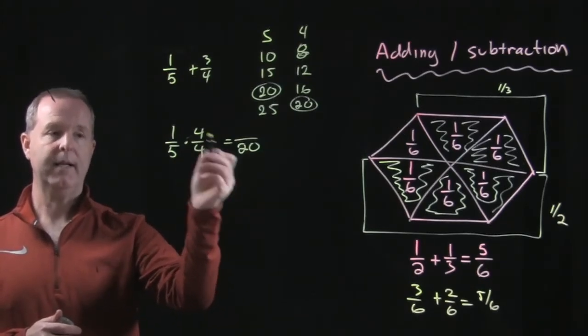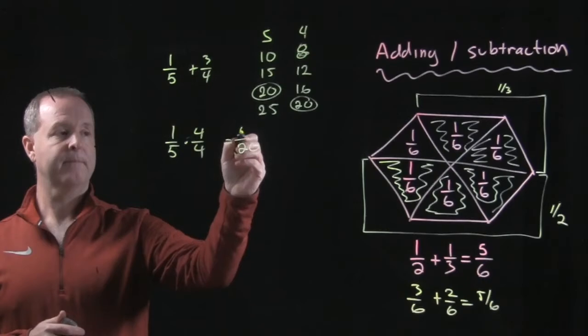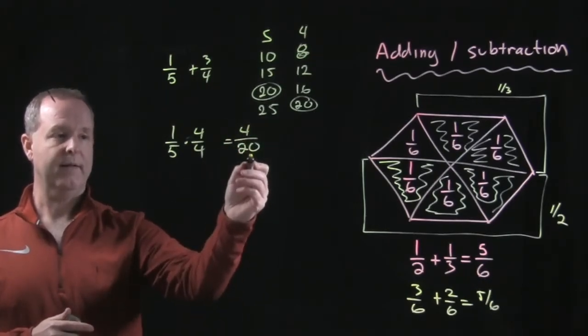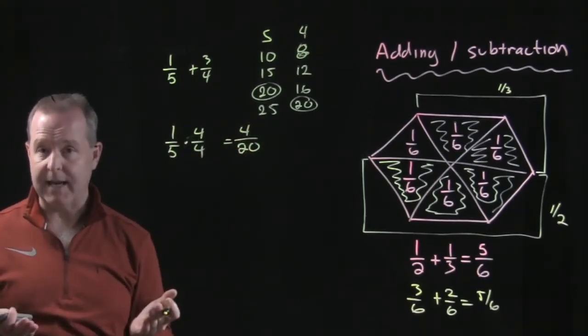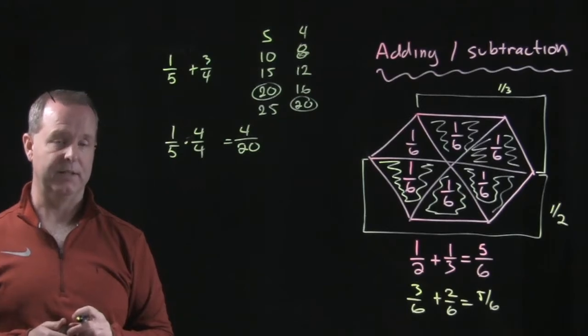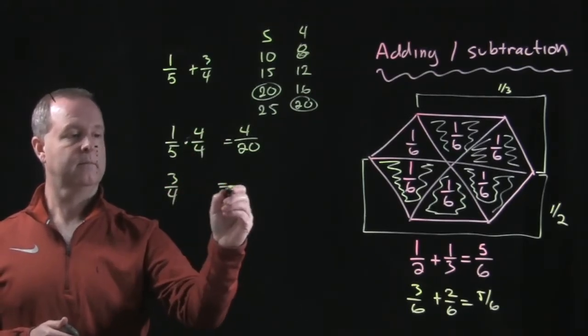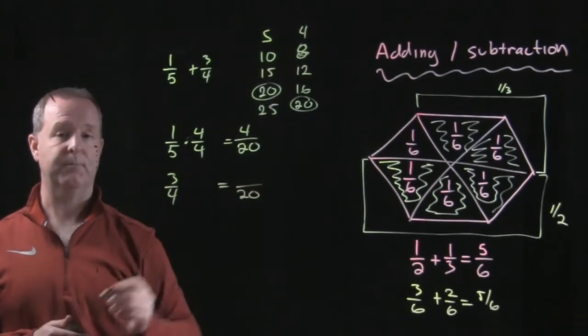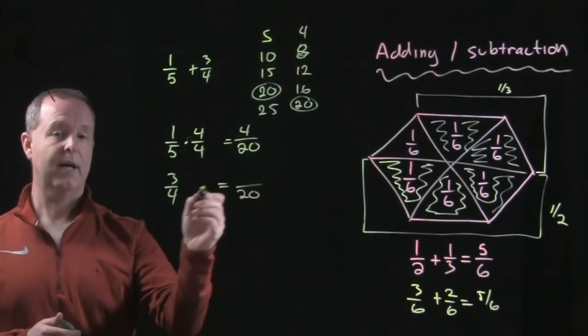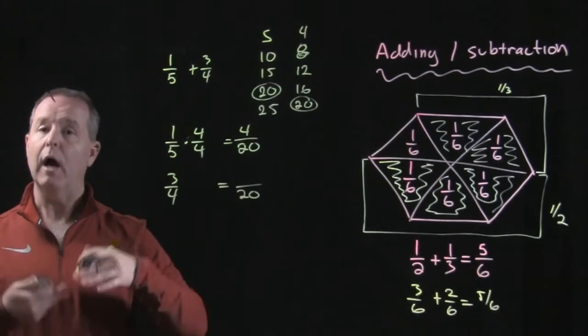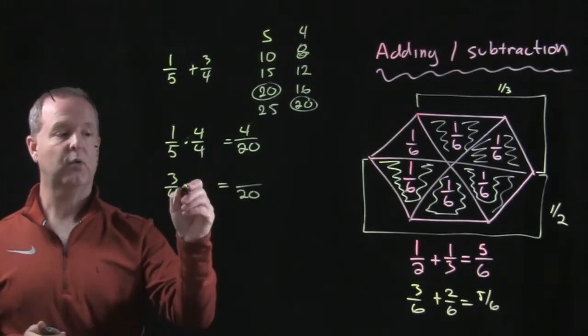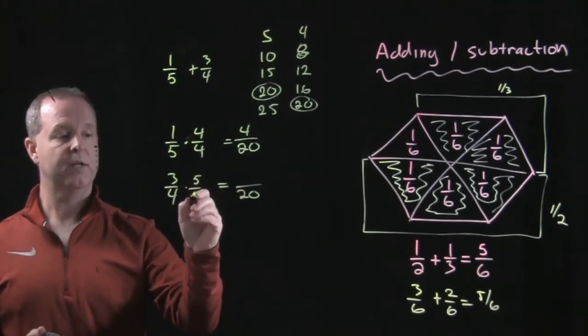5 times 4 is 20. 1 times 4 is 4. 4 twentieths and 1/5 are the same value. They're equivalent expressions. 3/4, likewise, I need to get a common expression over 20. 4 times what? 5. I'm going to use that 5 now to create my clever version of 1.